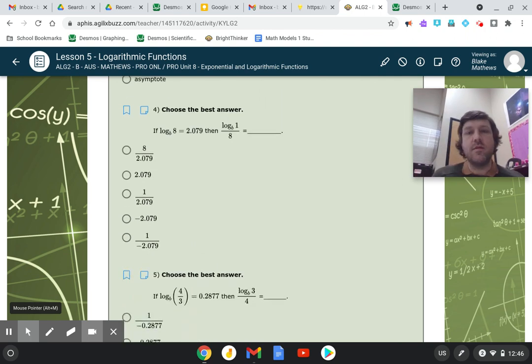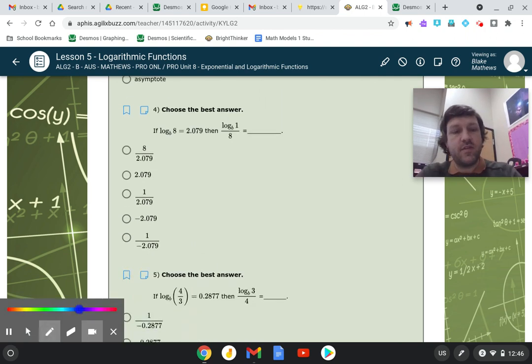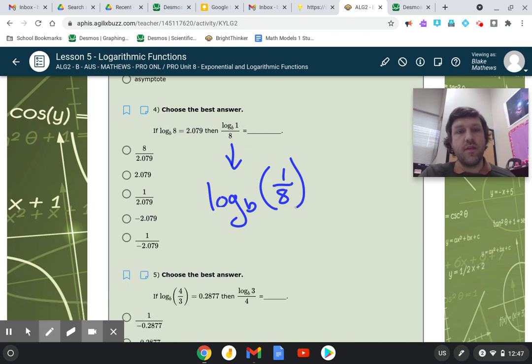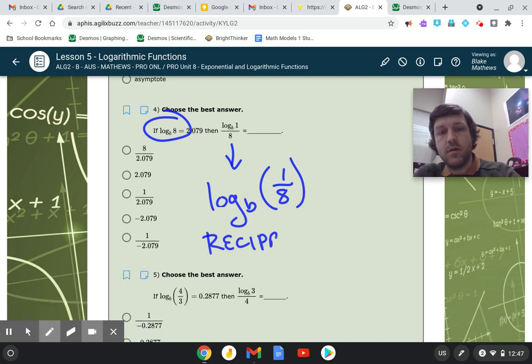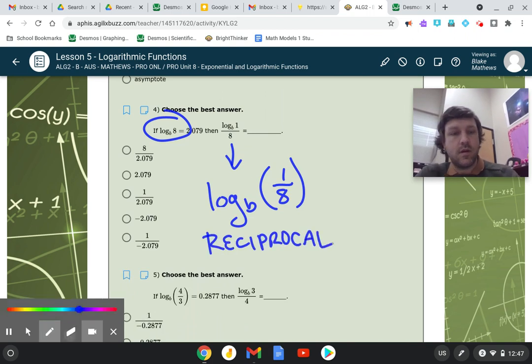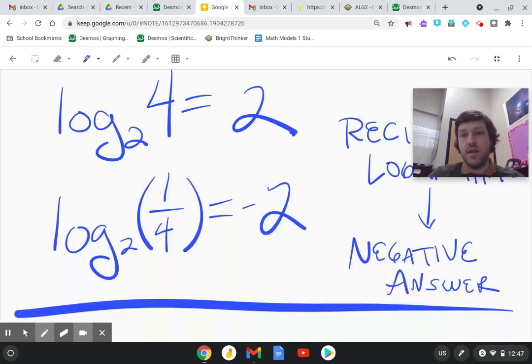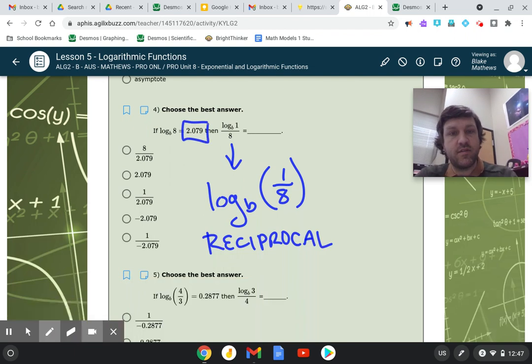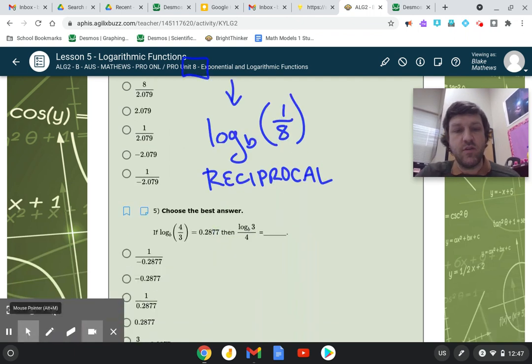Okay, so this is where we do the reciprocals. And there's actually a typo here. This should read this way. In other words, this expression is the reciprocal of that expression. So we know that when we have the reciprocal of a logarithm, we have the negative answer. So if the original answer was 2.09079, then we know we need to find the negative version of that. And the rest of this is more or less using that concept.